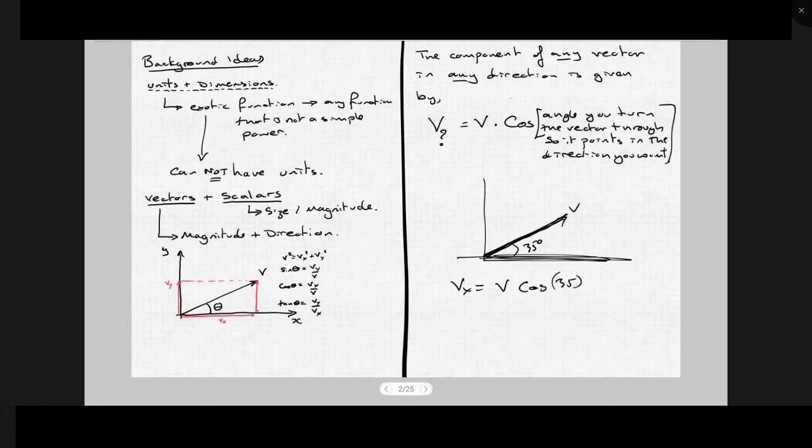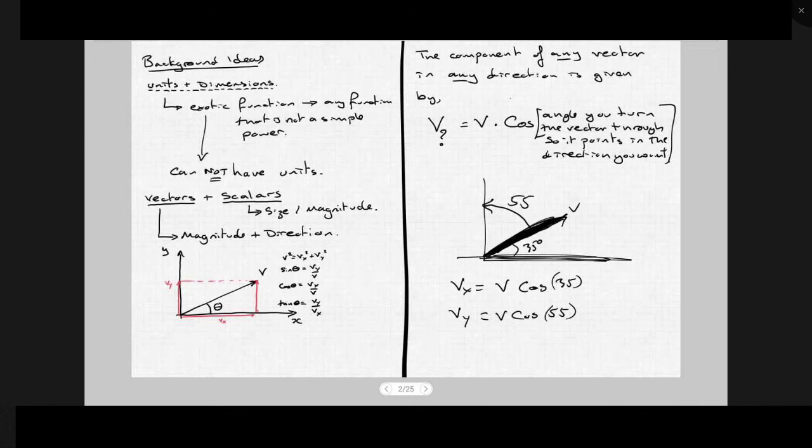Now what about Vy? Vy is going to be V, and if I wanted to point it in the y direction, I'd have to take this vector, which is looking very fat now, and I'd have to move it around to there. Well, if that's 35, then this is 55. So it's V cos 55.